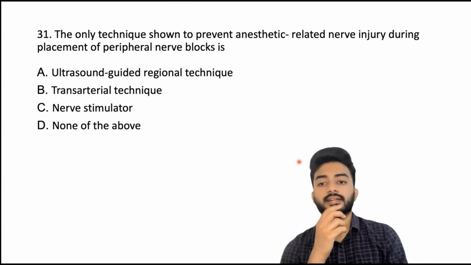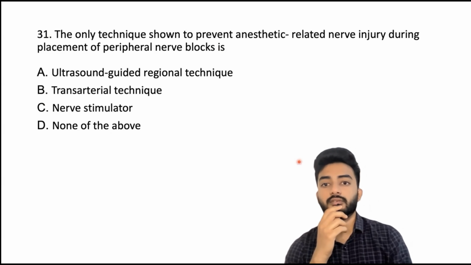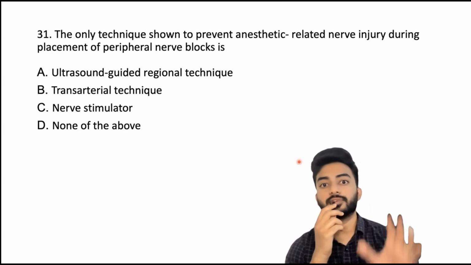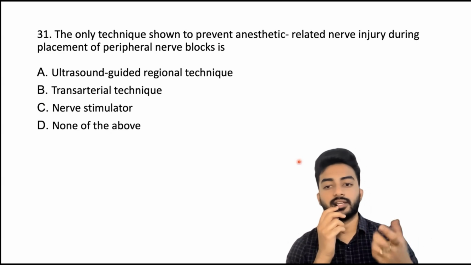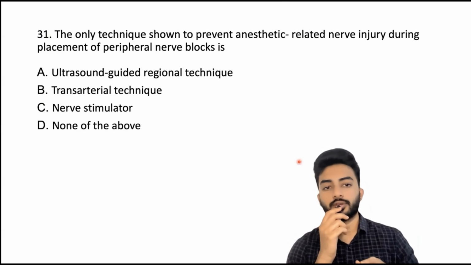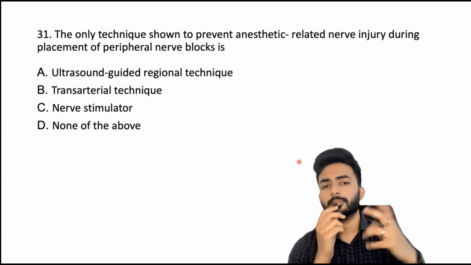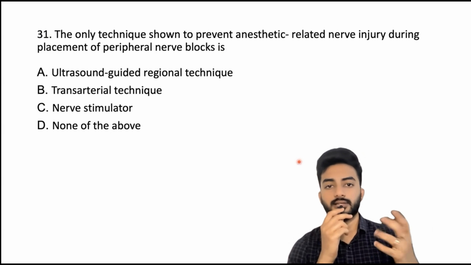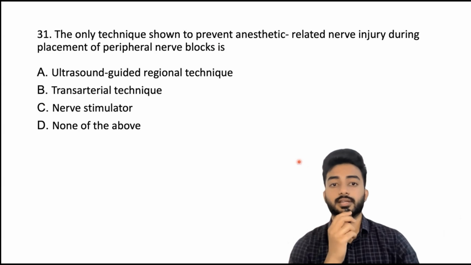Next is 31st question. The only technique shown to prevent anesthetic related nerve injury during the placement of peripheral nerve block is. So option A, ultrasound guided regional technique. Option B, trans arterial technique. For example, if you are giving an axillary block, you can go trans arterial and go and hit the nerve. Option C, PNS, that is nerve stimulator guided technique. Option D, none of the above, or you can put it as landmark guided technique.